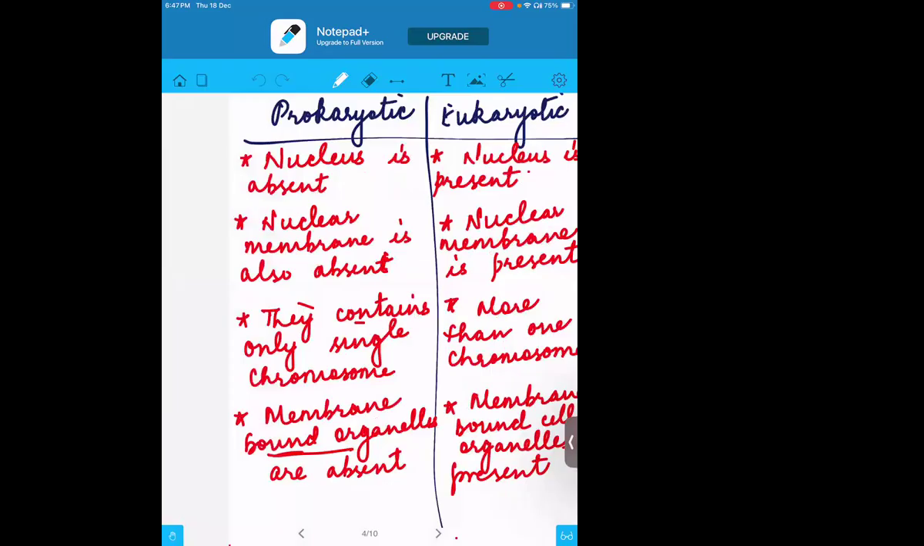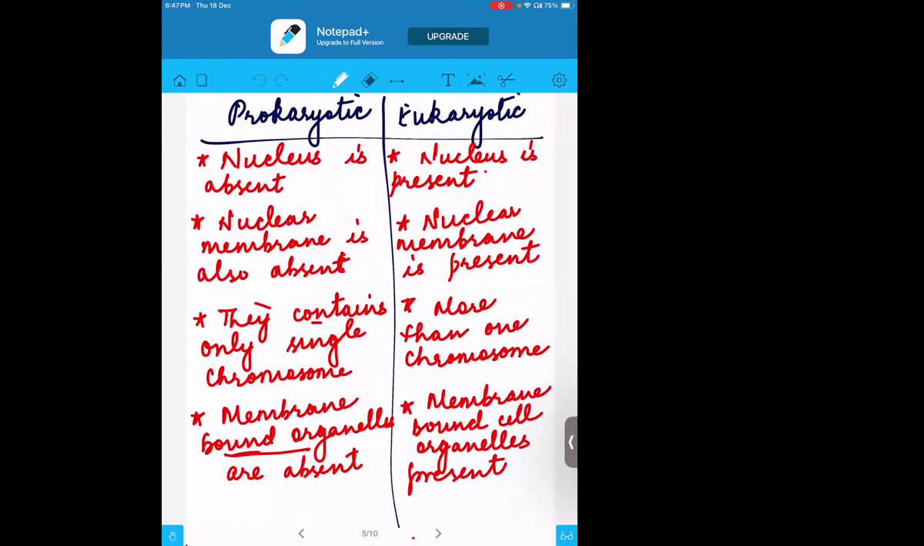Then coming to the differences, in prokaryotic the nucleus is absent, whereas in eukaryotic it is present. In prokaryotic, the nuclear membrane is absent. Then prokaryotic have a single cell, and membrane bound organelles are absent in them. In the eukaryotic, they are present.